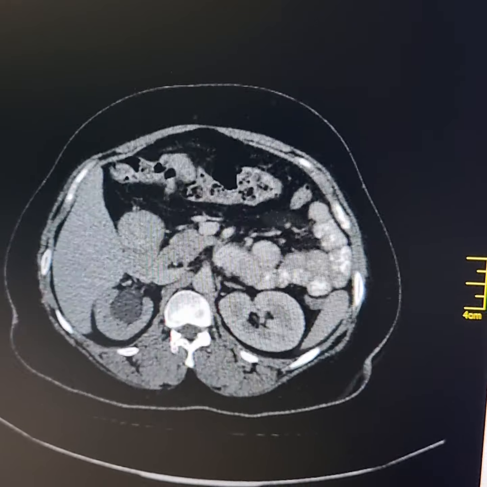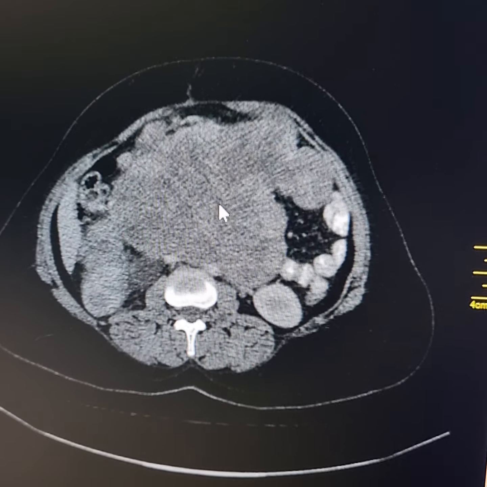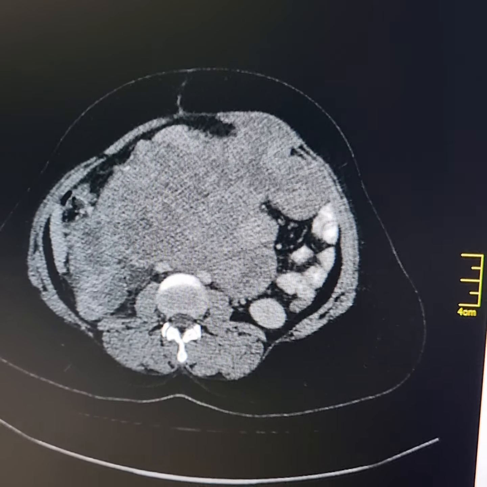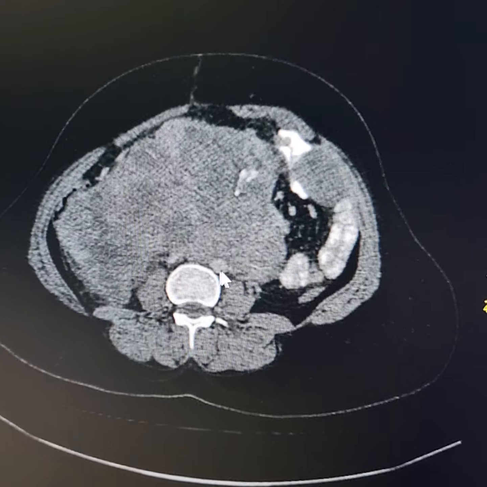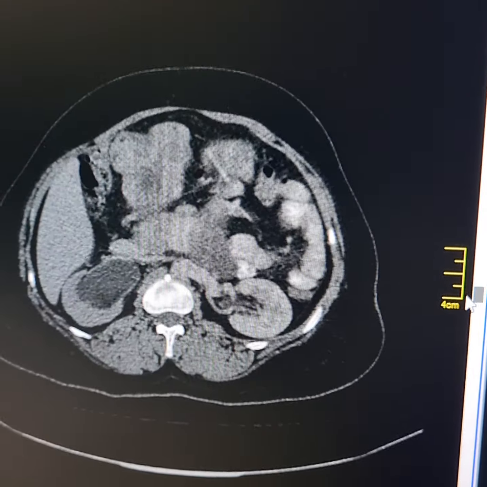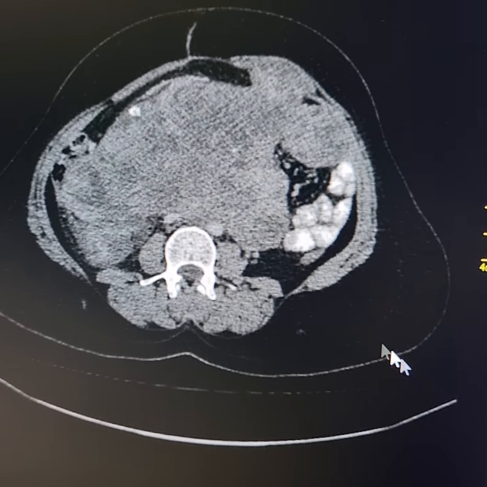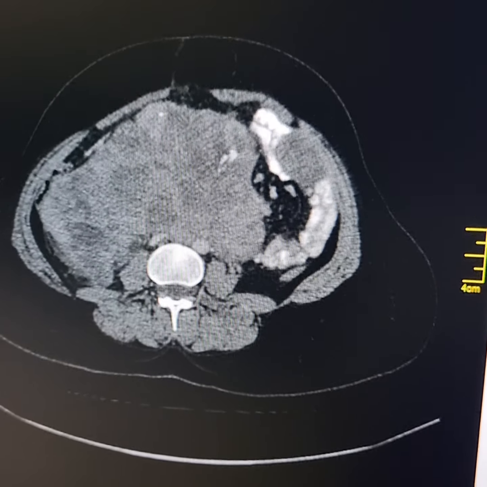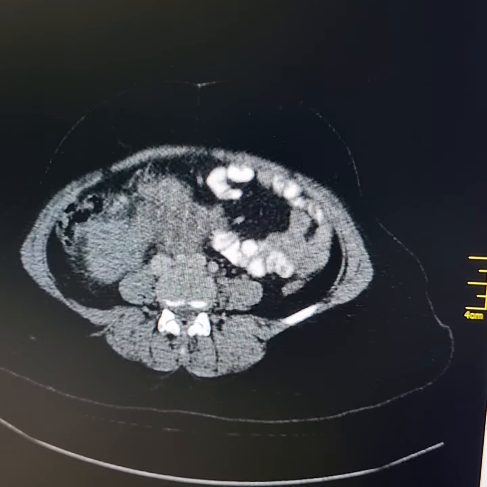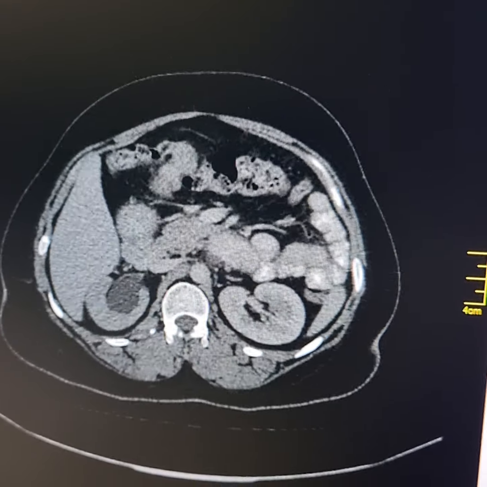Now, starting from above downwards, this is the mass here. This is a huge mass. Anteriorly, it comes to lie against the anterior abdominal wall, more so on the left side. Posteriorly, the mass has partly surrounded the abdominal aorta and the inferior vena cava here. Non-homogeneous nodular calcifications are present inside it. Areas of necrosis are also visible.